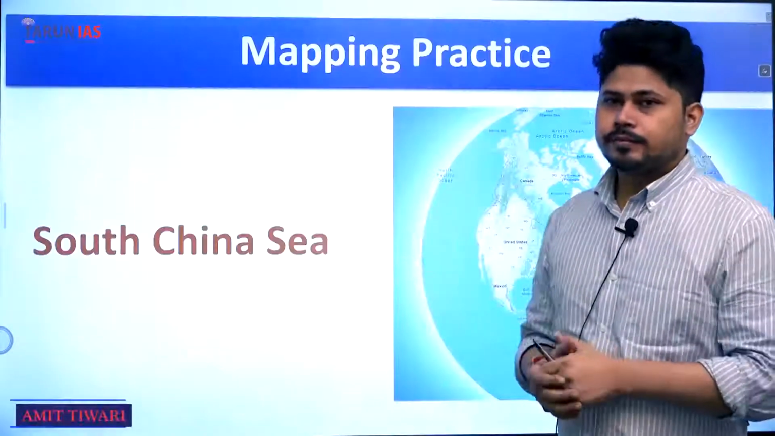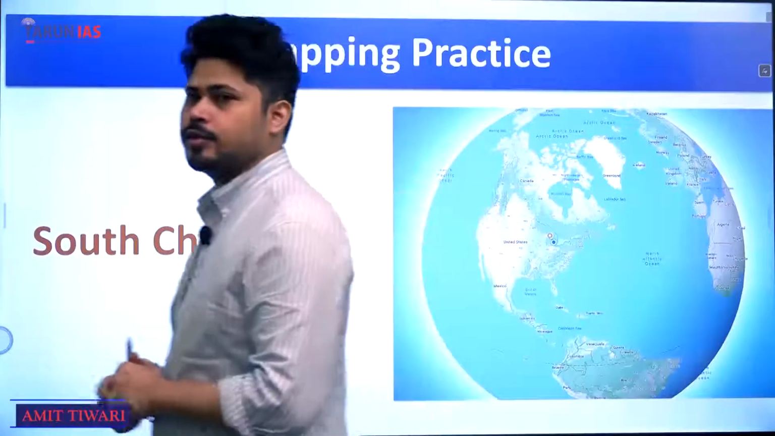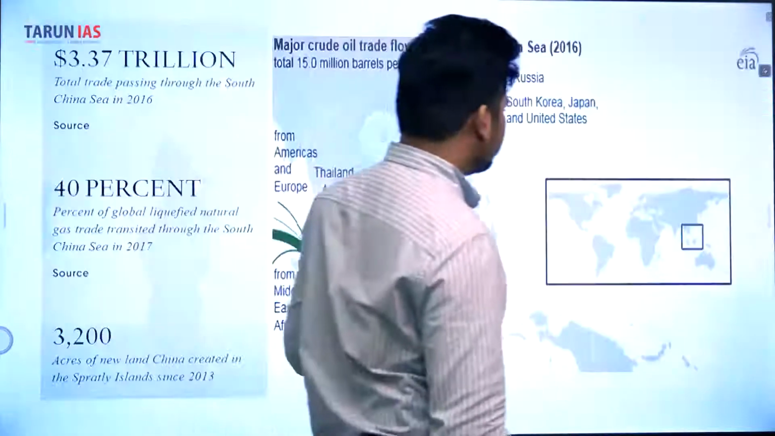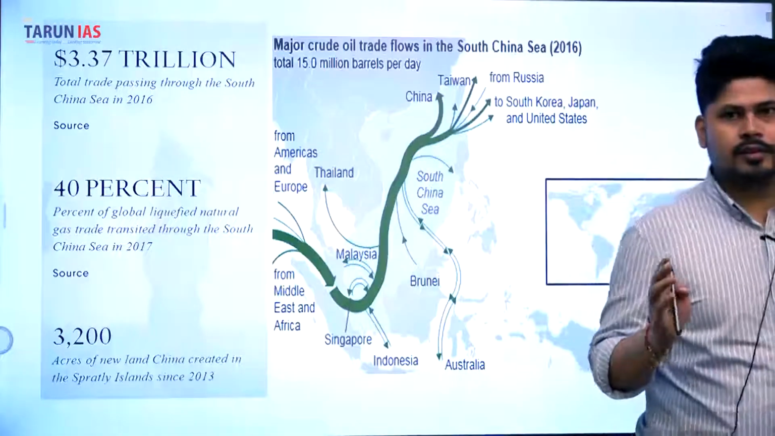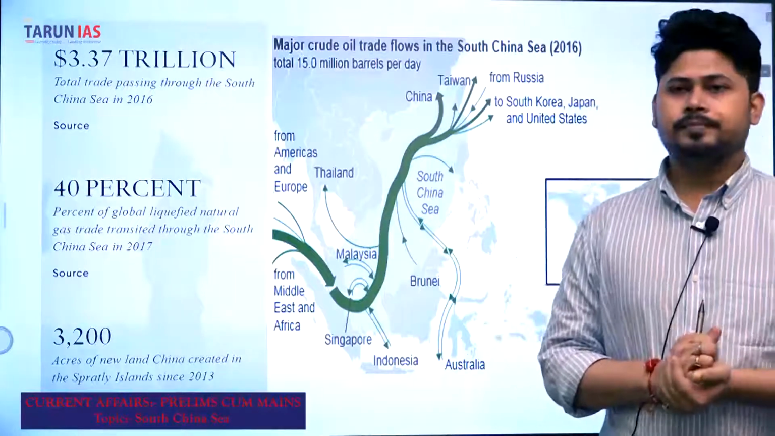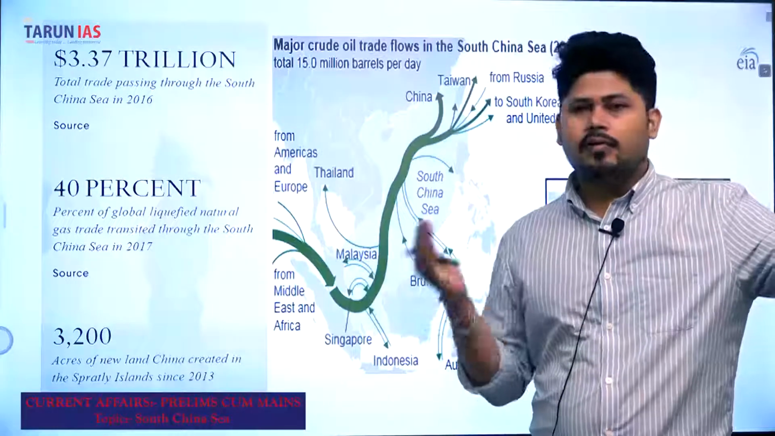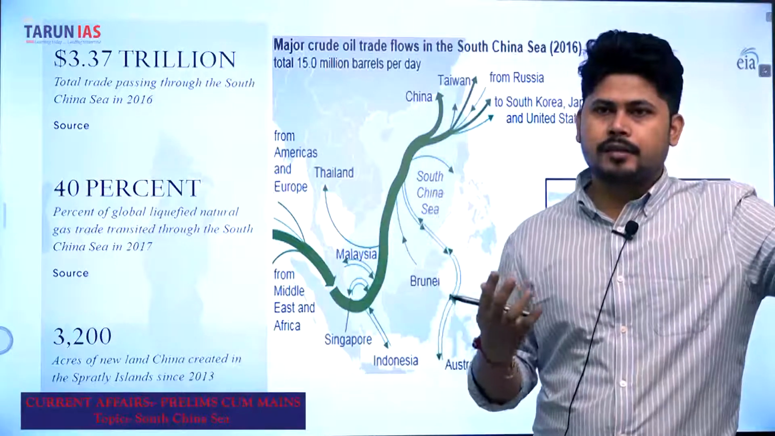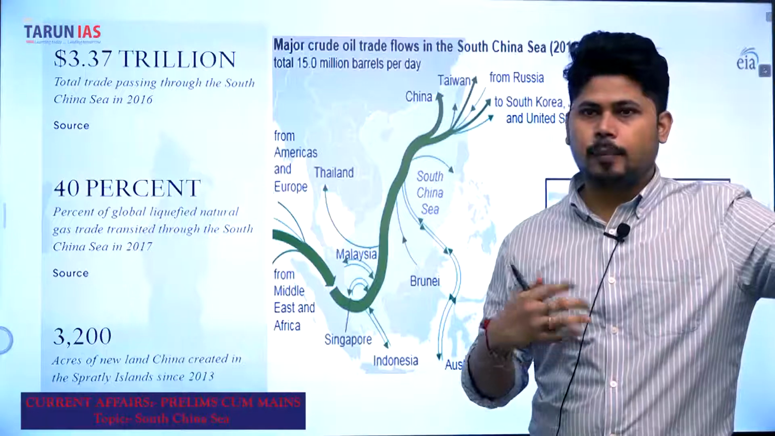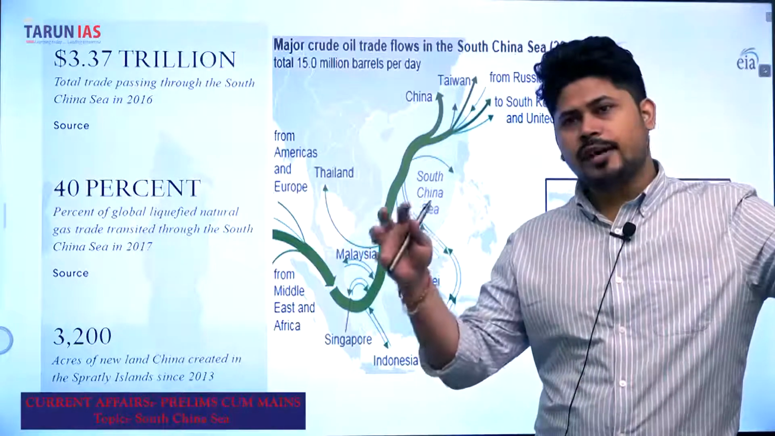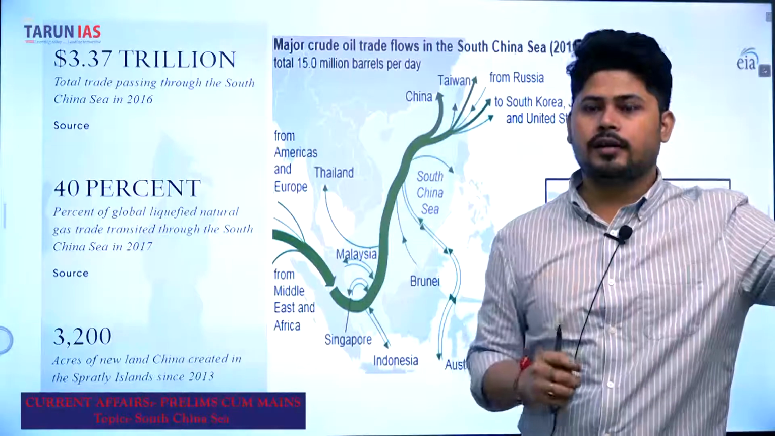Now, as we have started this whole mapping practice, today we have taken South China Sea. South China Sea is very, very important for obvious reasons, because recently in Afghanistan there was a coup. The whole existing government has been toppled and now the Taliban has installed its government. China is very aggressively looking towards Afghanistan.